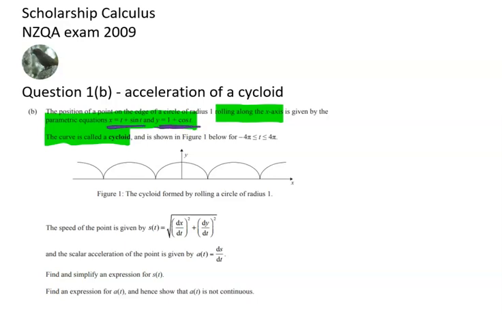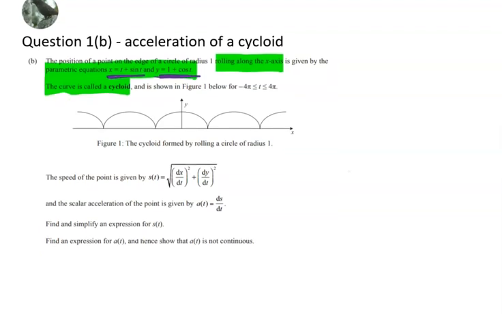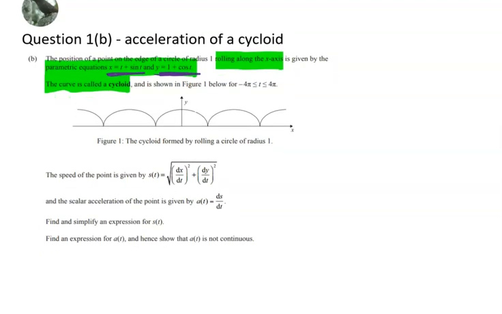So a merit level skill for level 3 diff is to be able to find dy by dx. But we don't even have to do that here. What we're given here is the speed at which that point on the edge of the circle is rolling, given by s of t equals this. Now, I don't think it's that helpful to have s of t. I'm going to change that to v of t for velocity.